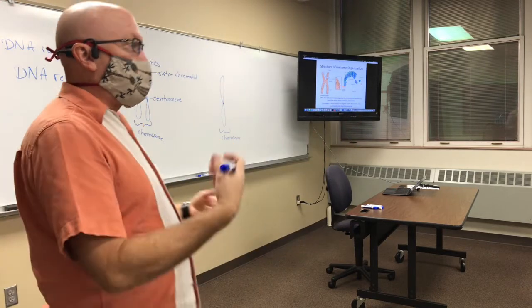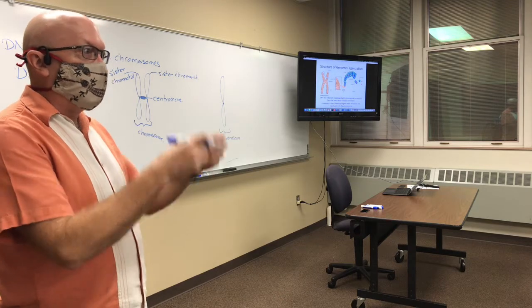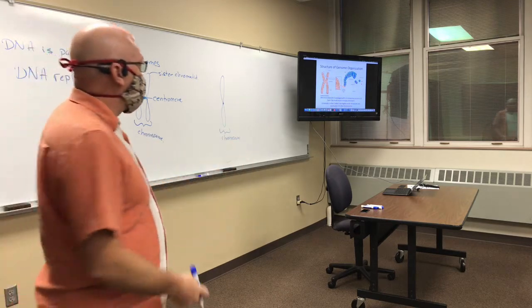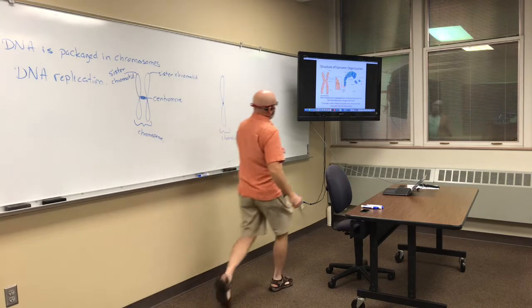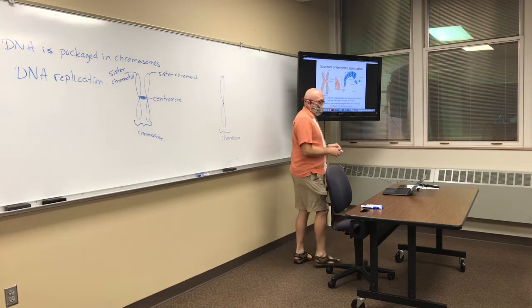But this is just something that the cell has to do to make copies of the DNA so that it can partition those copies into new cells. So this is how we would view a chromosome after replication has occurred.